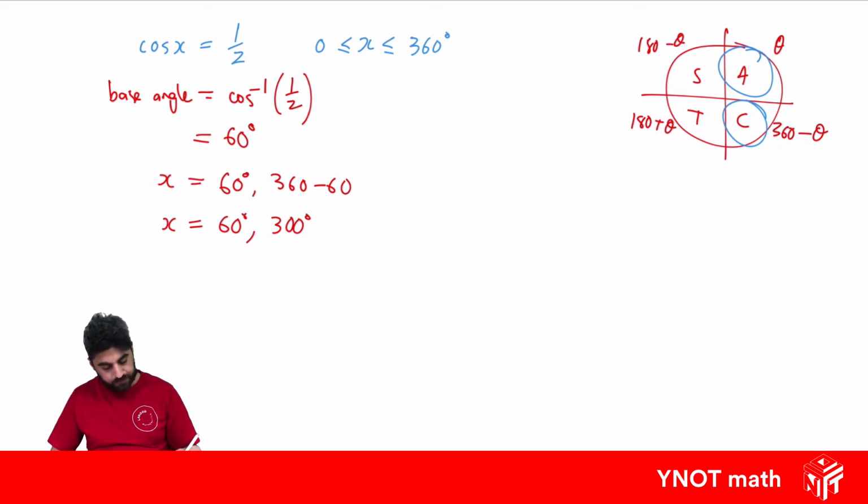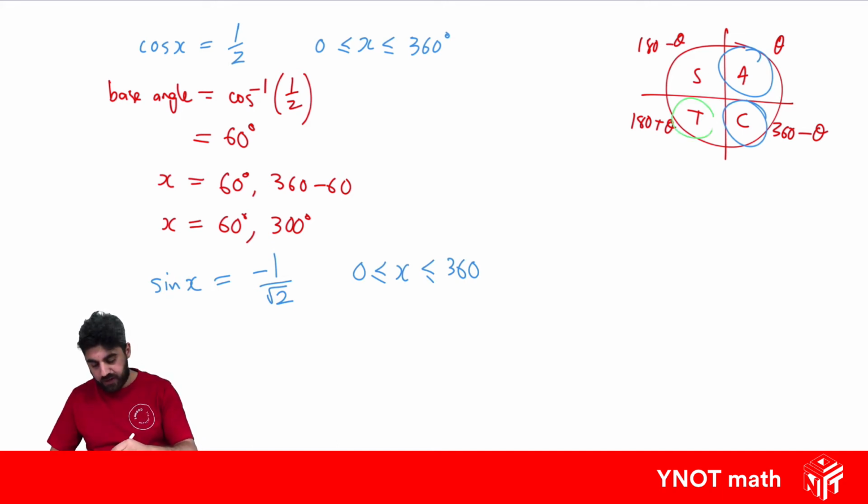Let's look at another one. Let's go sine x equals minus 1 over root 2, where x is going to be between 0 and 360. So first we want to identify what quadrants we're in. Since sine is negative, we need to look at what quadrants sine is negative. I'll do these in green. So sine would be negative here and here, because we know everything's positive here and sine is positive here.